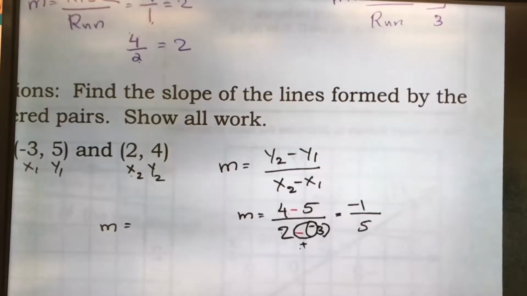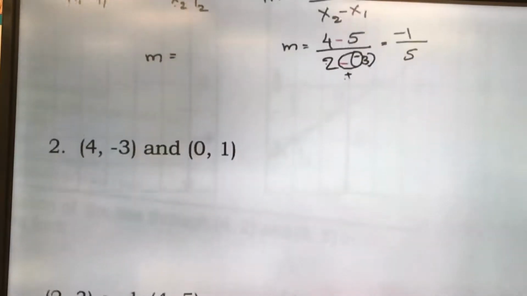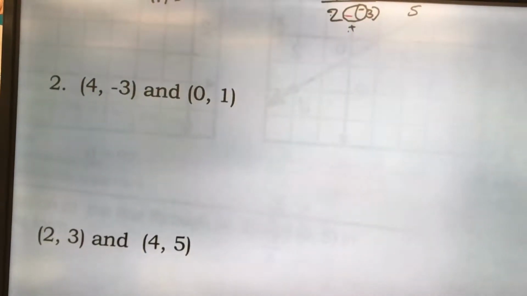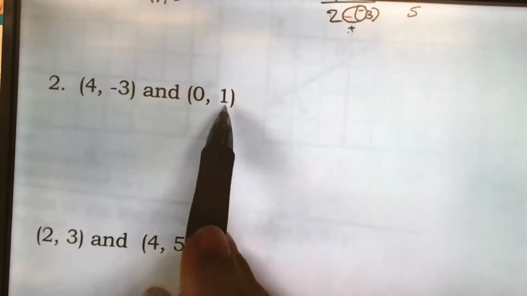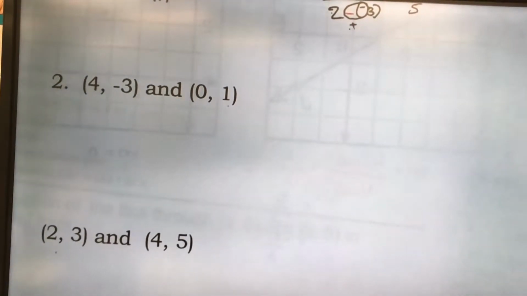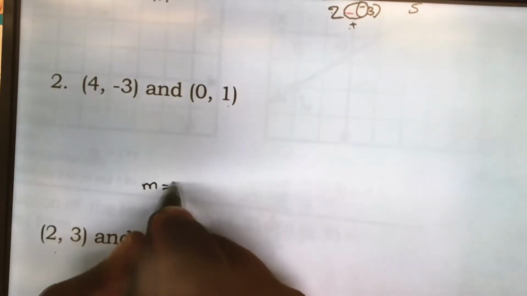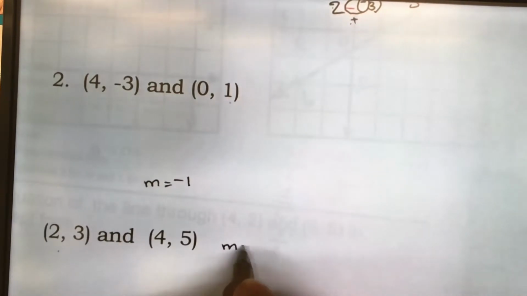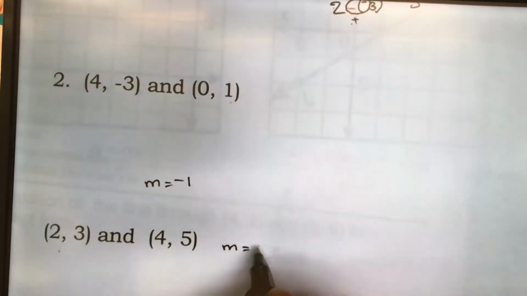Take a moment, you have 2 more questions. Pause the video and find the slope of those two points. The first one is 2, -3. The second one is 0, 1. And here is the second question. Take a moment and do those two questions. If you have done that, you may get the slope of this line is -1, and the slope of the second line is m is equal to 1.